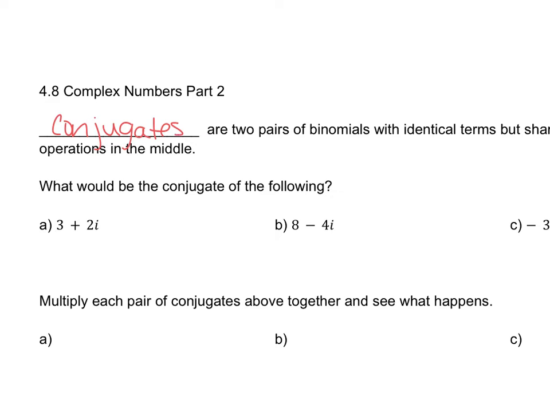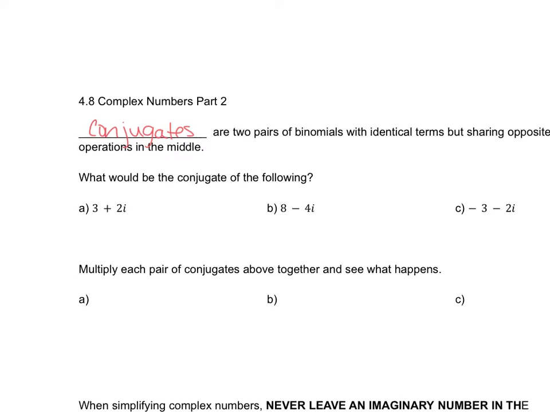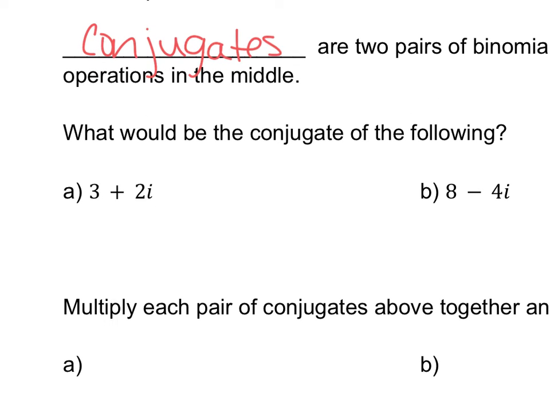Okay, so conjugates are two pairs of binomials with identical terms but sharing opposite operations in the middle. So it's a binomial, which means it has two terms, but there's two sets of them, two pairs, or I should say one pair. And then the terms are identical, so the same, but in the middle, the operation is going to be switched. So like for this one, letter A, the conjugate of this one would be, the terms are the same, but the operation in the middle is switched.